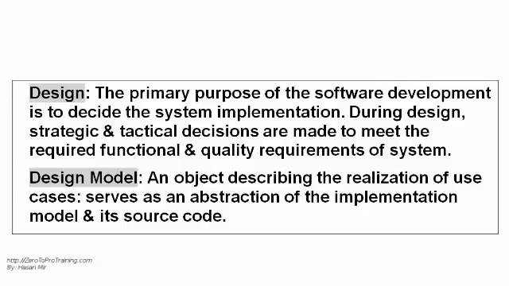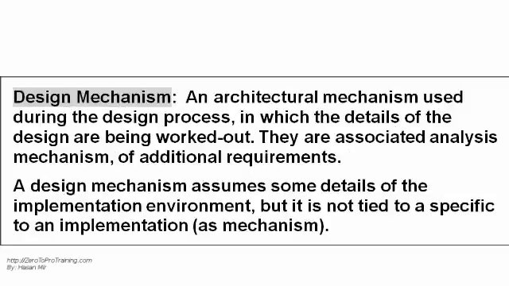Next, design. The primary purpose of the software development is to decide the system implementation. During design, strategic and tactical decisions are made to meet the required functional and quality requirements of the system. Design model. It describes the realization of use cases, and serves as an abstraction of the implementation model and its source code.